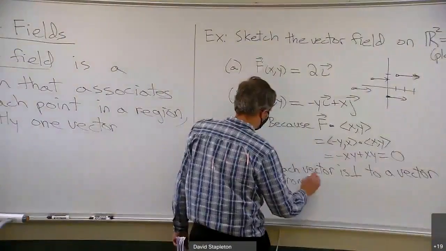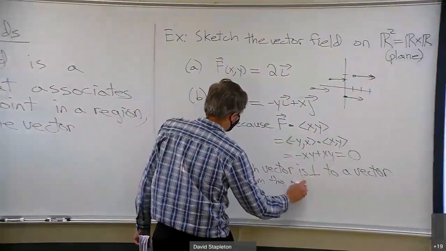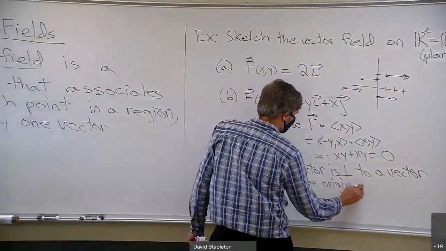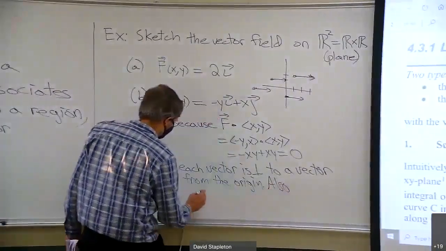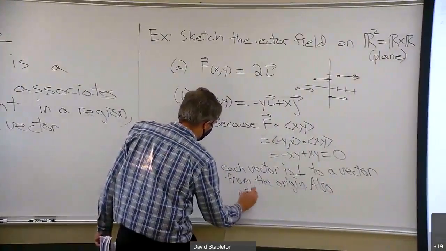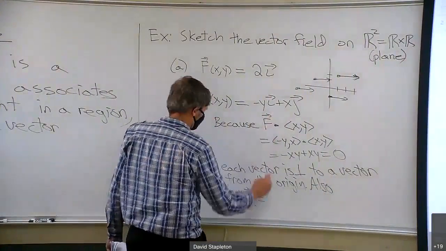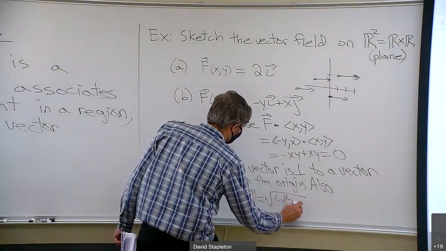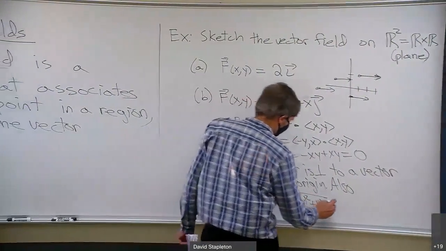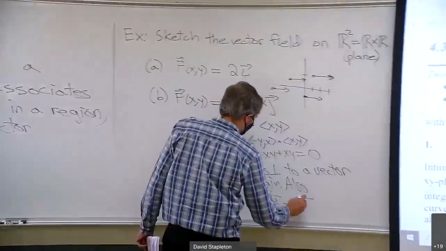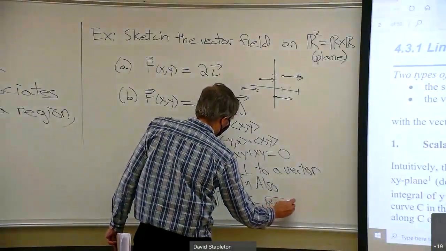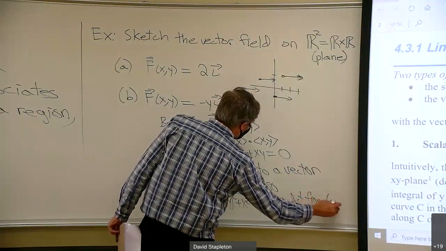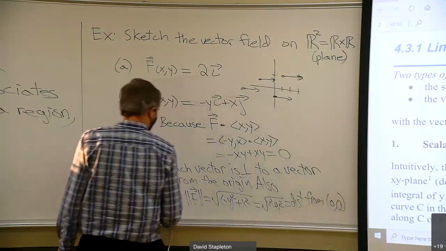Also, you can say the length of each vector in the field is what? It's the root sum square of the components. It's the square root of minus y squared plus x squared. Oh, that's just the distance from the origin, right? Square root of x squared plus y squared. Now I know how to sketch it if I know how to sketch the length.